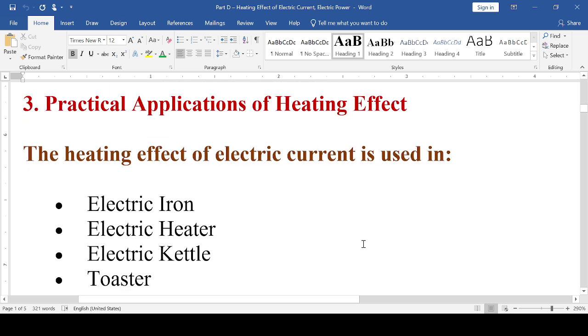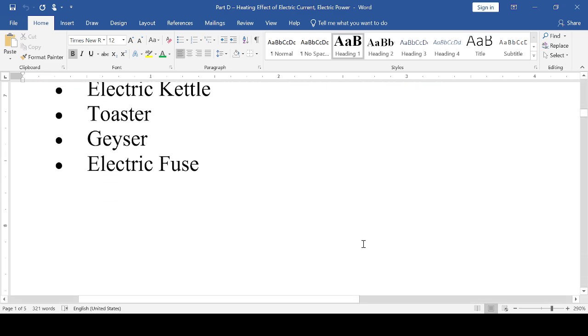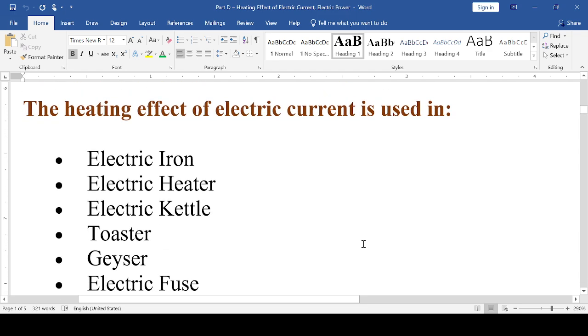Now the practical applications of the heating effect. As we discussed earlier regarding the examples, the heating effect of electric current is used in electric iron, electric heater, electric kettle, toaster, geyser and electric fuse. The above ones are all familiar to you.